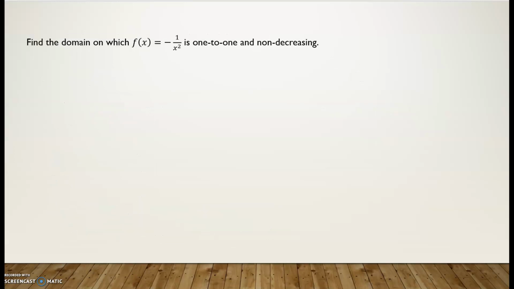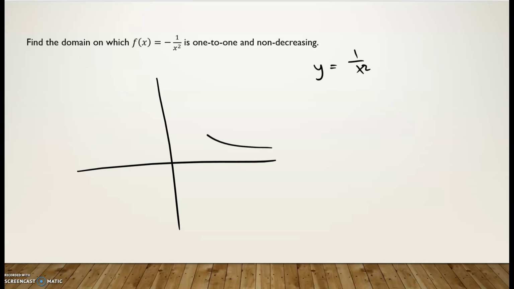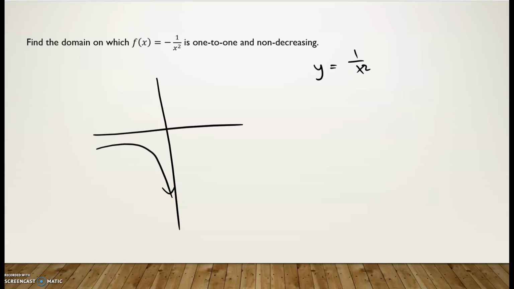Now let's look at this one right here. Find the domain on which f of x is equal to negative 1 over x squared is 1-to-1 and non-decreasing. So if we graph this, we know that y equal to 1 over x squared looks something like this. But since I got the negative in front of it, it flips it over the x-axis. Move that up. So now it looks something like this. Okay?